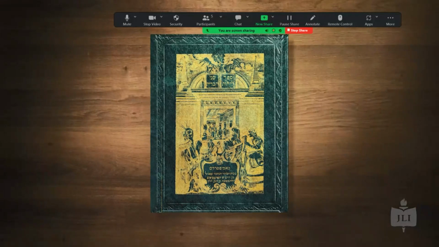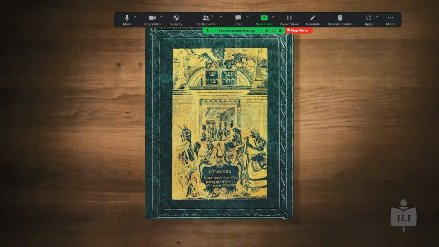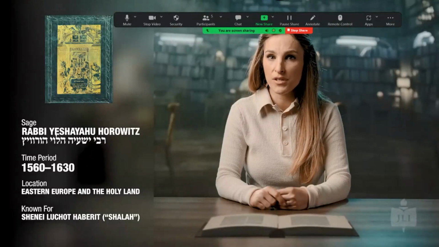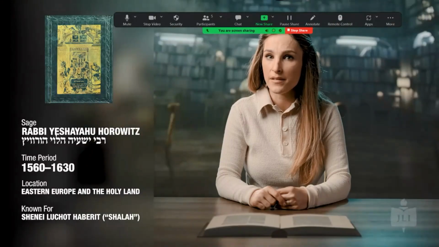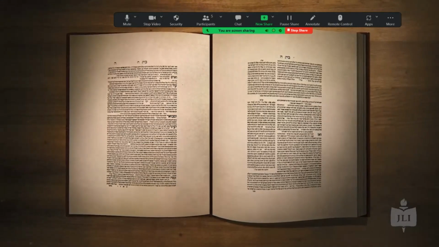He's known as the Shalah, after his magnum opus, Shnei Luchot HaBrit, Two Tablets of the Covenant, which blends Kabbalah, Talmudic discourse, Torah law and customs, biblical commentary, and ethics. The Shalah's works incorporate the teachings of the Ramak and the Ari and their disciples.